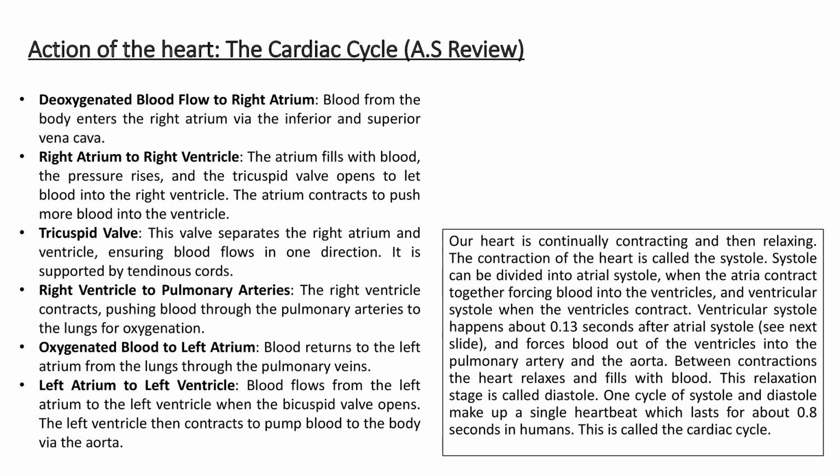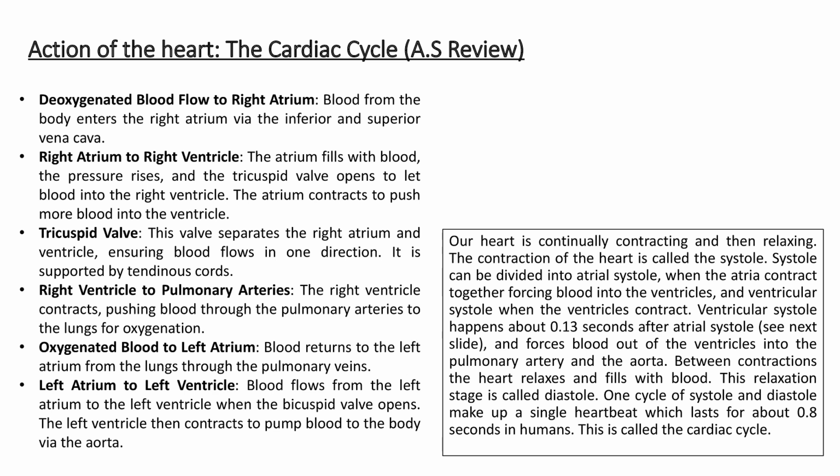This is the atrial contraction. The atrium contracts and then pushes more blood into the ventricle. There is a valve that separates the right atrium and ventricle that ensures blood flows in one direction only, and it is supported by tendinous cords. Okay, so the right ventricle contracts, and this pushes the blood through the pulmonary arteries to the lungs for oxygenation.